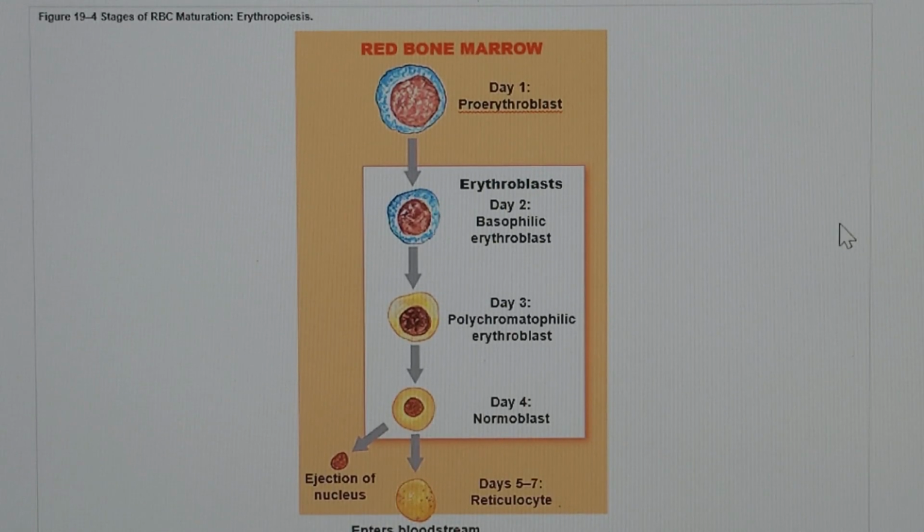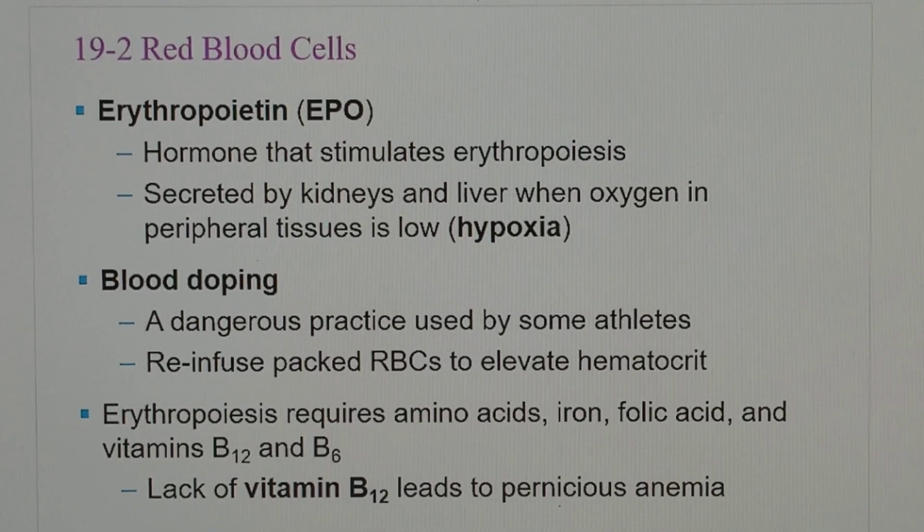This picture shows you the formation of the red blood cell from the red bone marrow. Day 1, we have the proerythroblast, changing to the erythroblast. Day 2, basophilic erythroblast. Day 3, polychromatophilic erythroblast. Day 4, normoblast, the ejection of the nucleus, leaving the reticulocyte, which enters the bloodstream as a mature red blood cell.